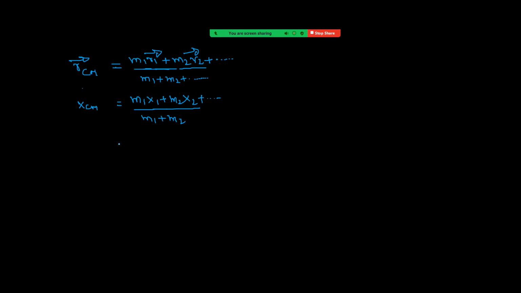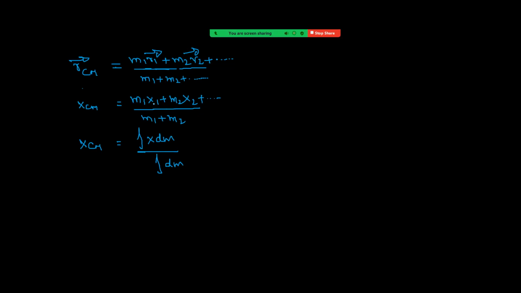If the distribution of mass is uniform, this is for a system of particles, meaning the distribution of mass is not continuous. If the distribution of mass is continuous, this can be written as x_cm equals integral x dm upon integration of dm. In fact, these two are the same, meaning-wise; only the notations are changed.